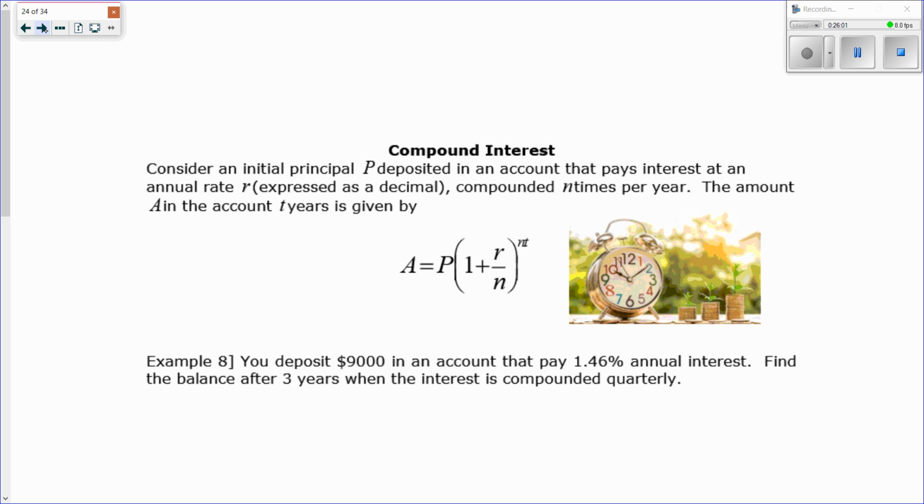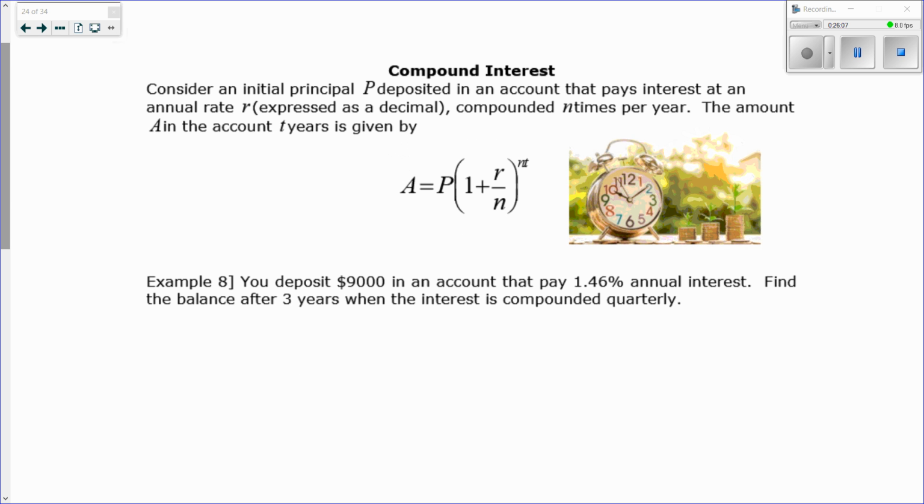All right, last page. Compound interest. Before we were working with simple interest. Now this is compound interest. Consider an initial principal, P, deposited into an account that pays interest at an annual rate R, expressed as a decimal, compounded n times per year. The amount A in the account after t years is given by A equals P times 1 plus R over n to the nt. So I'm going to be using this formula.